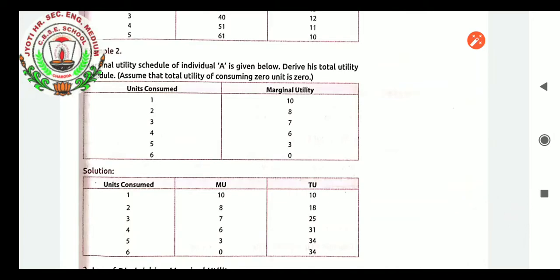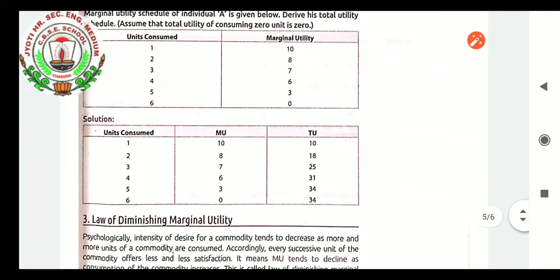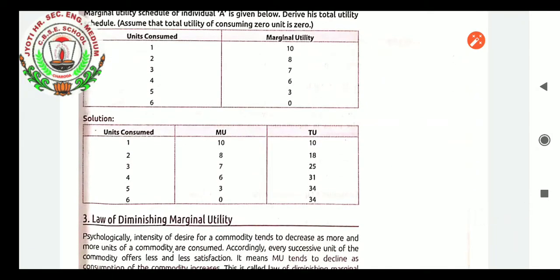So I think TU and MU, now you have understood how to calculate. Practice these questions in your copy. Take a screenshot of the screen now so that you can get the question as well as the solution of questions 1 and 2.